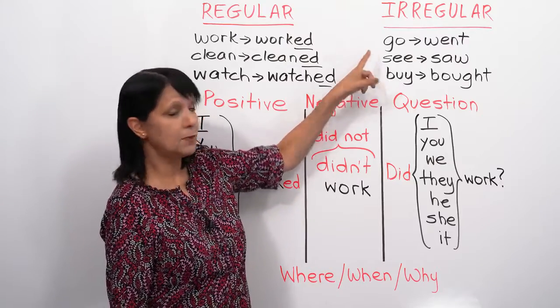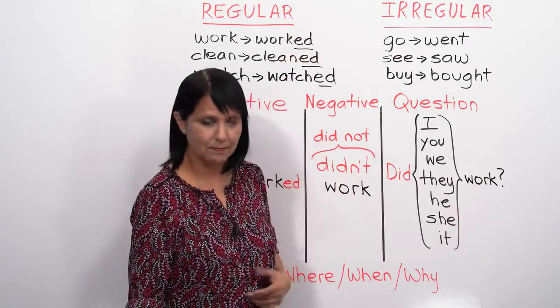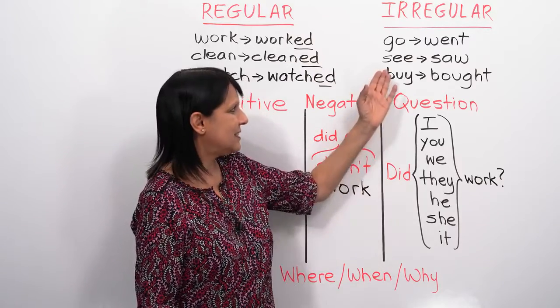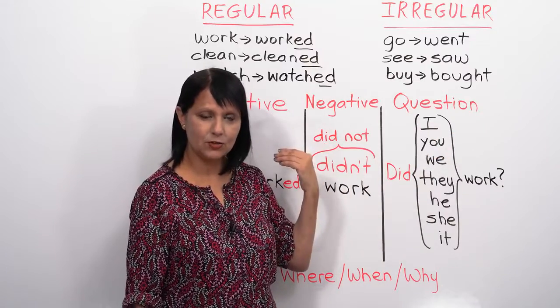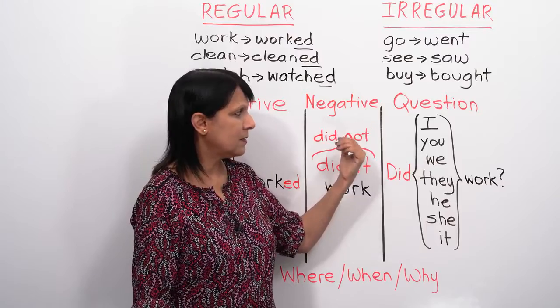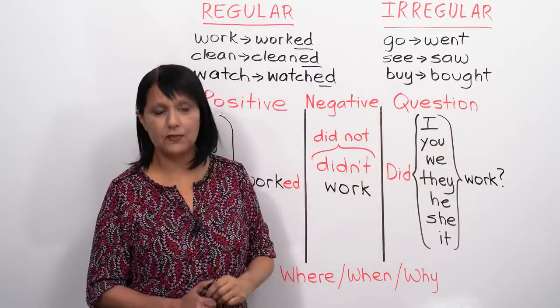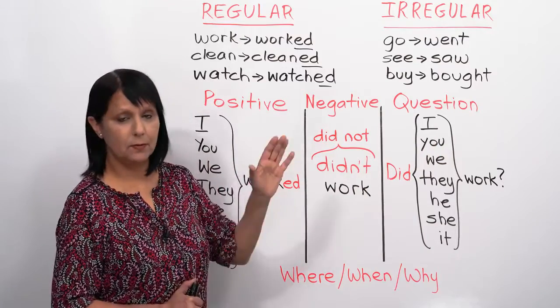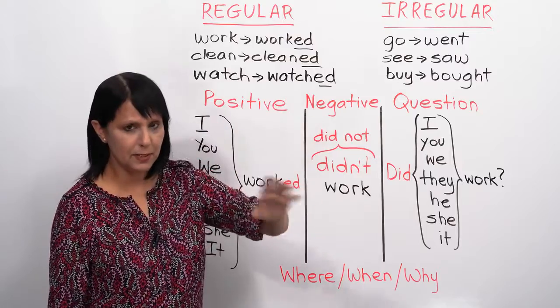So let's look at the verb go. In the past, it becomes went. Completely different. See becomes saw. I see today. I saw yesterday. Buy becomes bought. So those are just some examples of the irregular ones, okay? There are many more, and we're going to look at exactly how that works a little bit later.